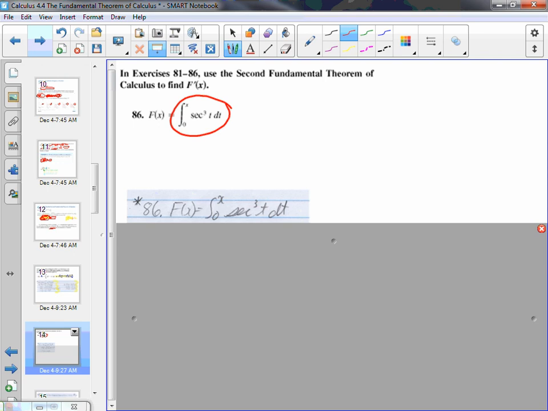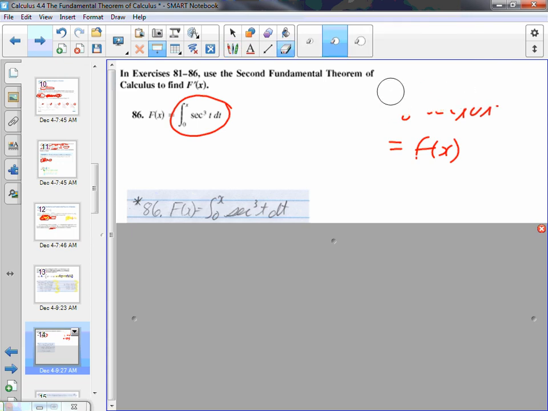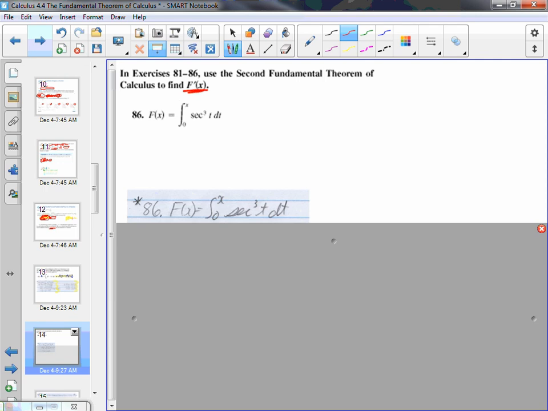Okay? So here's what I've seen students do in the past. They'll take something like that, and they'll forget that the second fundamental theorem of calculus means to take the derivative of that, and they'll just say that that equals f of x. And it doesn't. Does it? The derivative of it equals f of x. So there's your warning. So make sure that we're finding the derivative, and we are. It says so, right there.